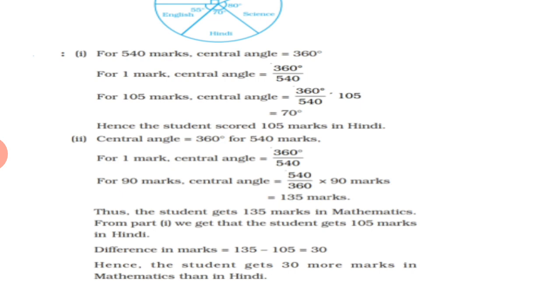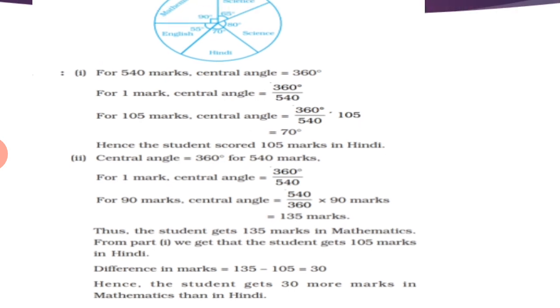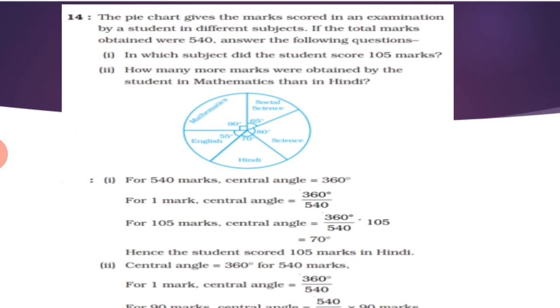Thus, the student gets 135 marks in mathematics, but he gets 105 marks in Hindi. So, the difference between both of them is 30. I hope you are clear with it. Otherwise, I am repeating it once again.